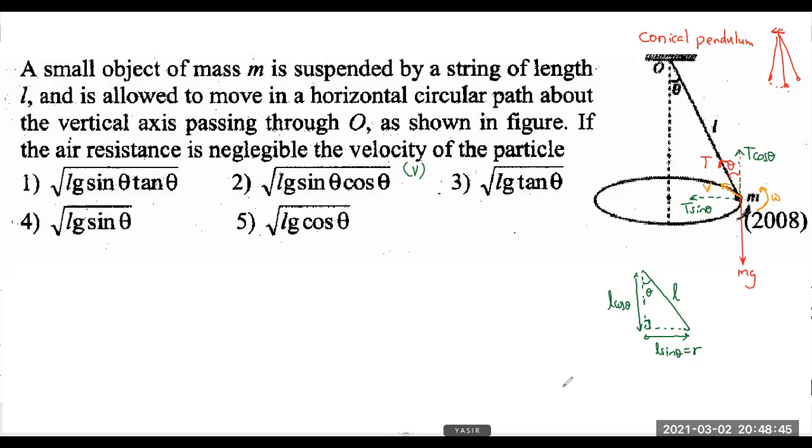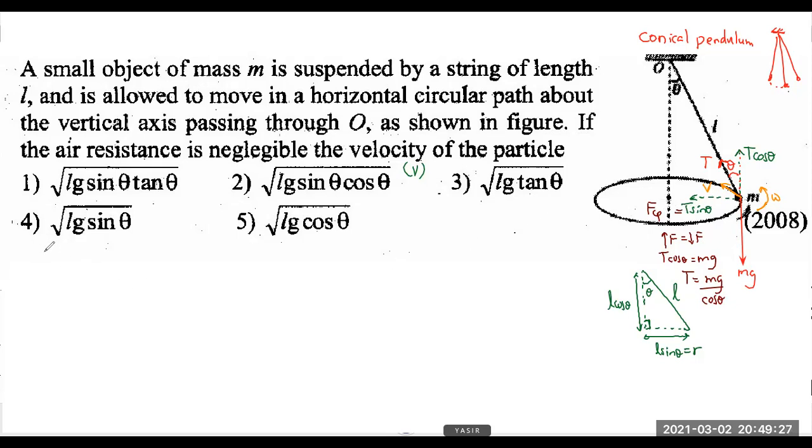Let's quickly find both. But before that, whenever there is a string which is slanted like this with the vertical, you have to consider the components. Now, one component is going to be our centripetal force. T sin theta is going to be our centripetal force, and the object is performing a horizontal circular motion. Therefore, the vertical resultant force must be 0. So, upward force must be equal to downward force. Upward force is T cos theta, downward force is mg. Therefore, T is actually equal to mg divided by cos theta. So, you need to do all these things and get ready for the equation.